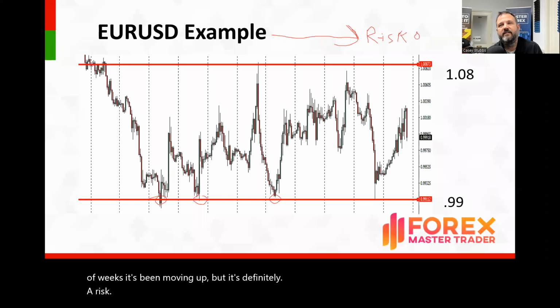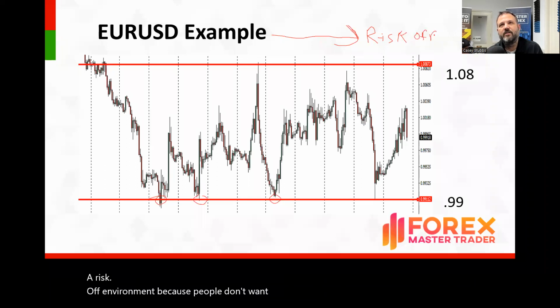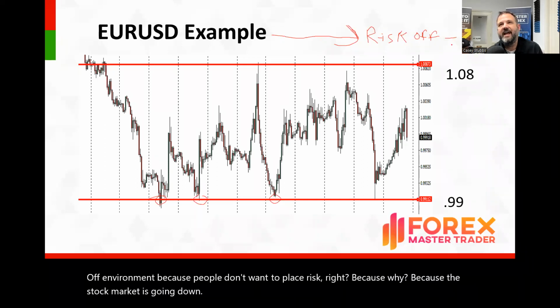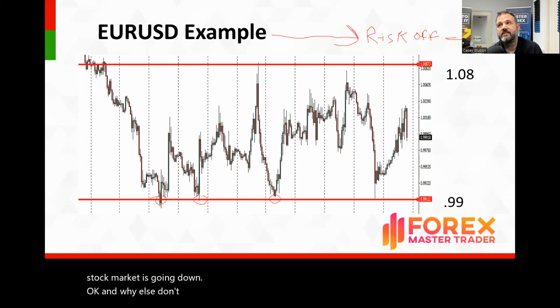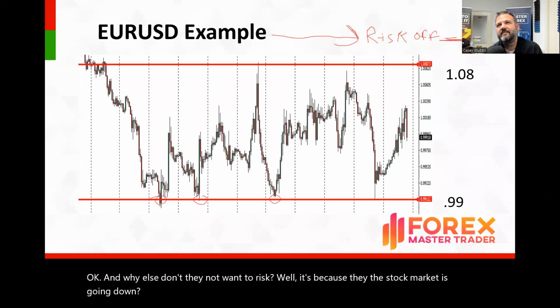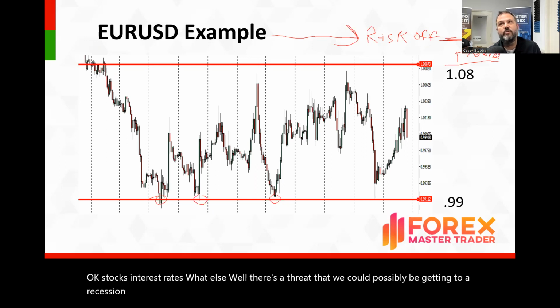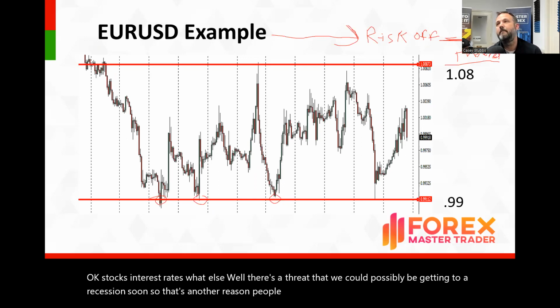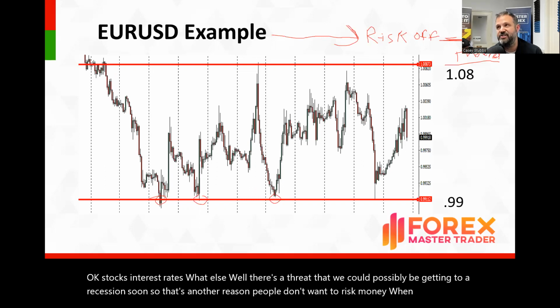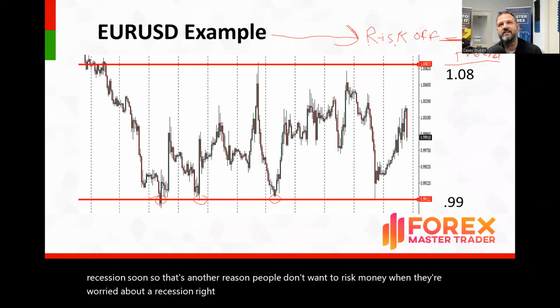because people don't want to place risk, right? Because why? Because the stock market is going down. Okay. And why else don't they want to risk? Stocks, interest rates. What else? Well, there's a threat that we could possibly be getting to a recession soon. So that's another reason people don't want to risk money when they're worried about a recession, right? So the sentiment is risk off.